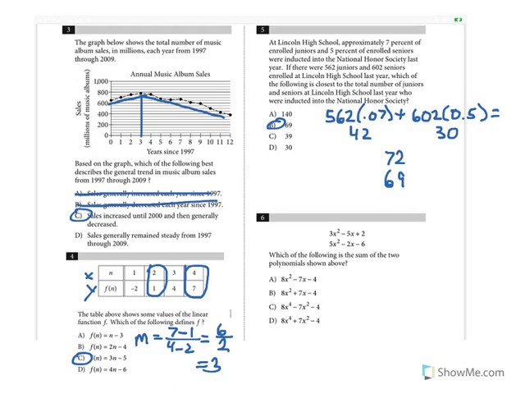All right, which of the following is the sum of the two polynomials shown above? So polynomial addition. First of all, when we are adding polynomials, we just want to combine like terms, which means our exponents do not change. So we can rule out C and D. It really helps us when we can rule out obviously wrong answer choices. Our exponents do not change.